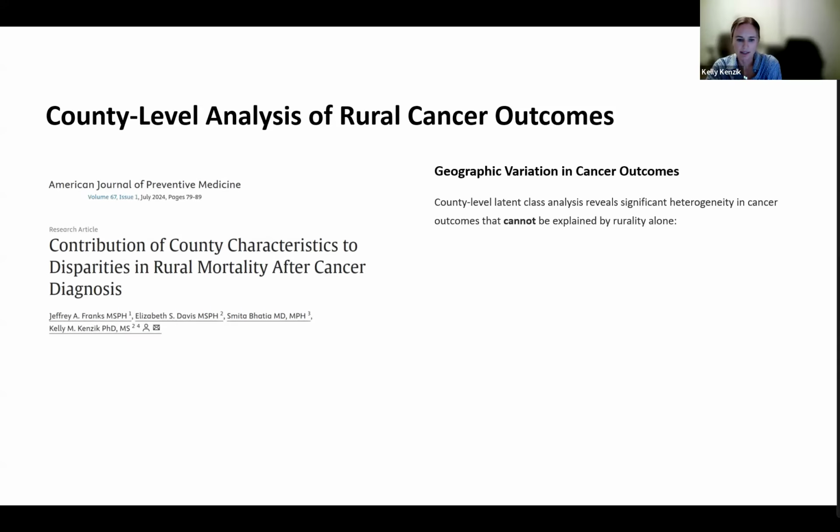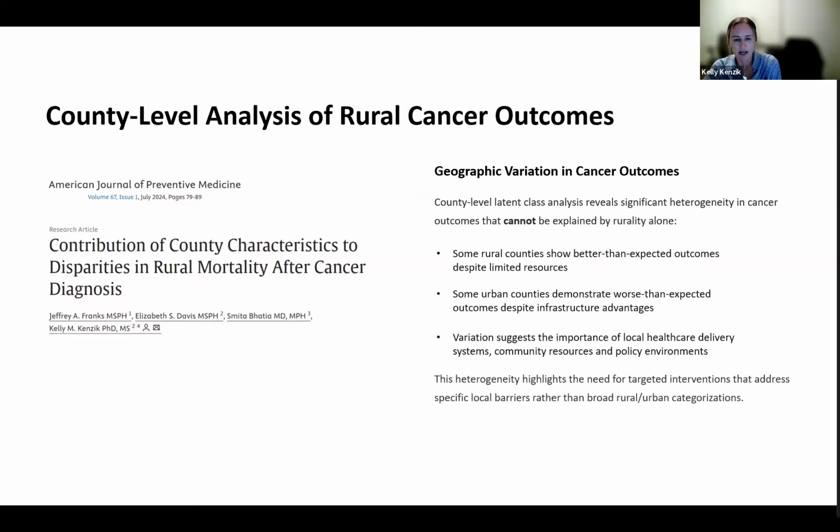To do this, we looked at the county health rankings in the overall SEER population, and we looked at the mediating characteristics of the individual domains of the county health rankings. And largely what we found, using a latent class analysis, which allows us to group some of these county profiles together, is that there's significant heterogeneity in cancer outcomes that are not explained by rurality alone. We do see that rural counties have some better than expected outcomes despite limited resources, and some of the urban counties had worse than expected outcomes despite what would be perceived as infrastructure advantages. So we see a big variation that shows the importance of local healthcare delivery, community resources, and policy environments.